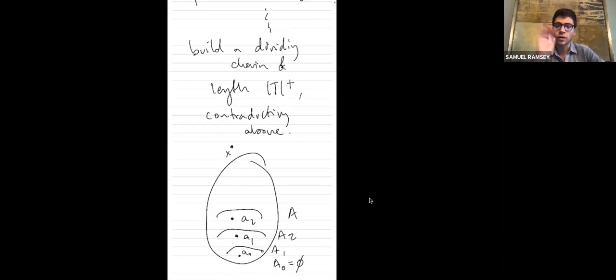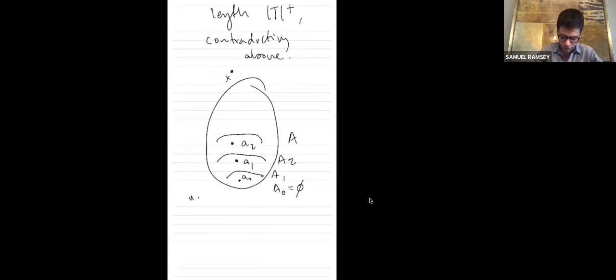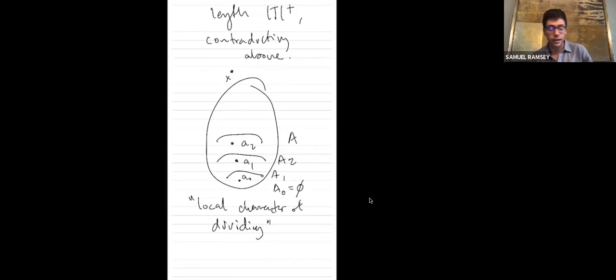So this is very well and good. And what we'd like to do is extend this principle to non-forking. So this is called local character of dividing, which is true in any simple theory. But what we don't have yet is that this is true for forking. And so that's what we will do next.